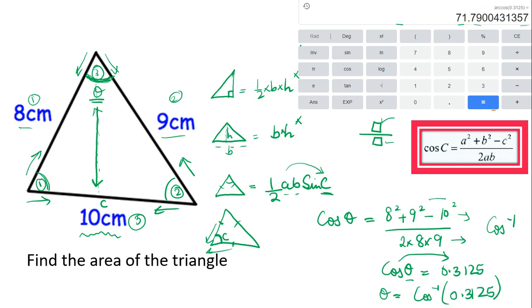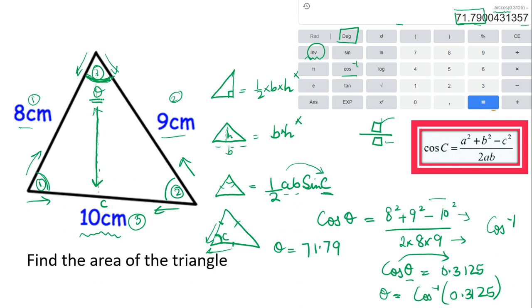Now again, you gotta check your calculator. First of all, make sure your calculator is set on degrees. Secondly, since you want the inverse function, you will click this INV, and as soon as you click INV, you will have the function cos minus 1 written on top on Google. And if you're using a physical calculator, you can just click shift and press the cos function, so you'll get the cos minus 1. Once you use the inverse function, you'll see on the screen that it says arccos. So arccos of 0.3125 gives me 71.79.